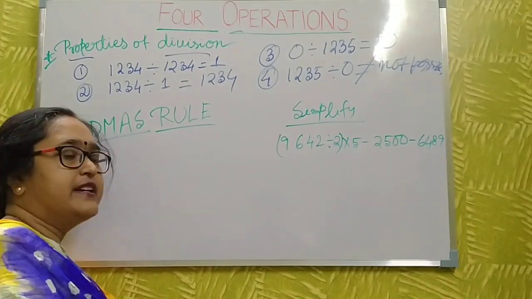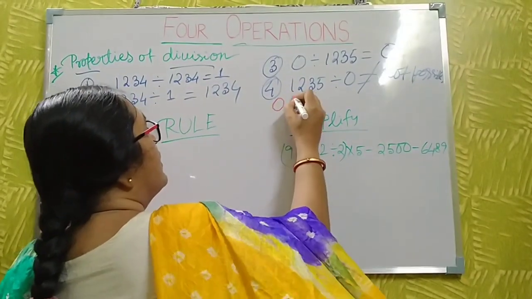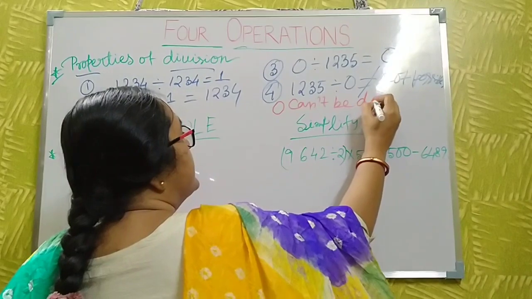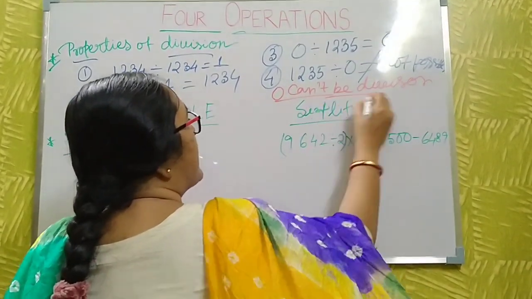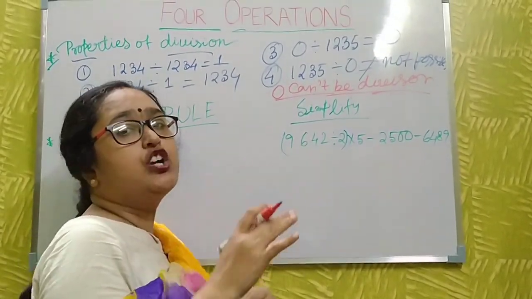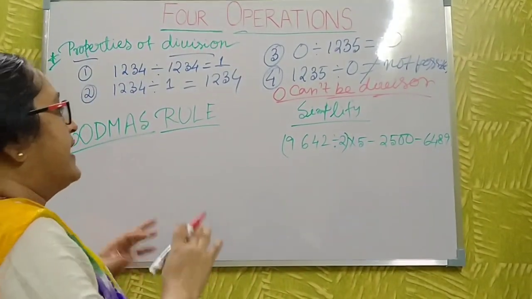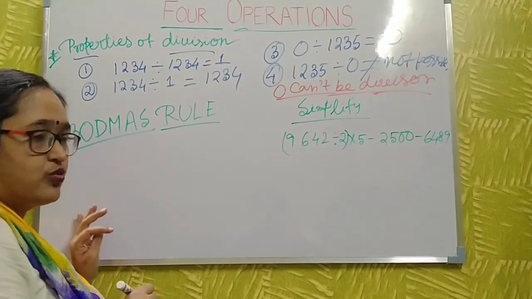Understood? Now you must remember that 0 cannot be a divisor. You must remember, 0 cannot be the divisor. Okay, understood? Okay. Now I discuss the Bodmas rule.